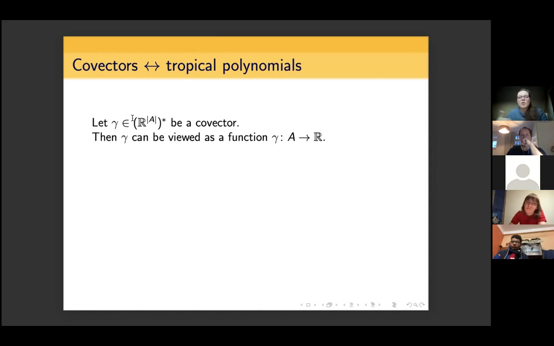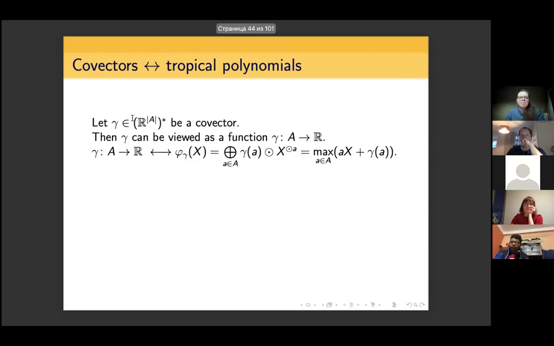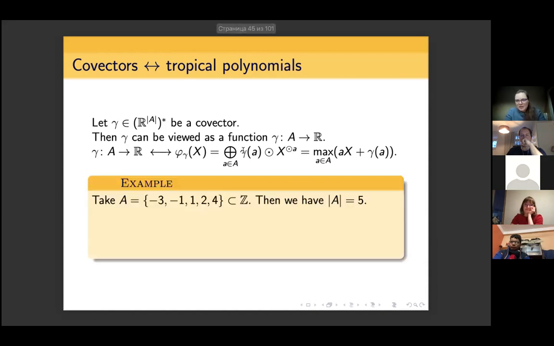That's why the coordinates are indexed by the set A. That means that you can see the covector actually as a function from your support set to R. And if you understand what I say, then you can imagine that now we can easily construct a tropical polynomial with support A and coefficients which are the coordinates of your covector. If that was not clear, let's look at an example.